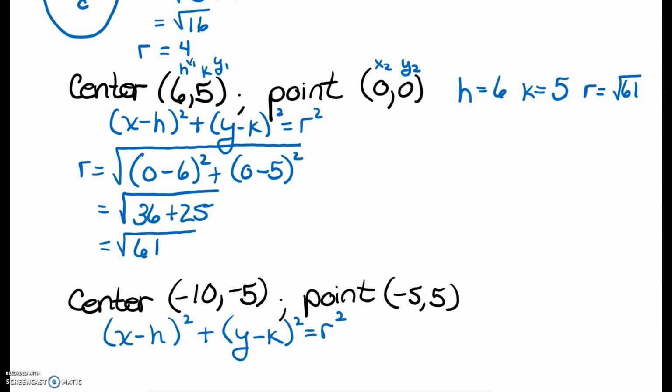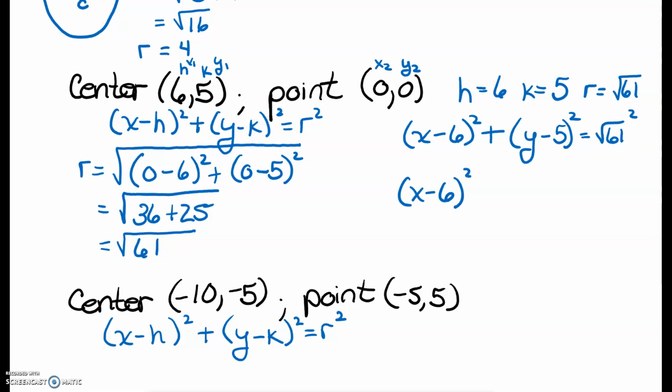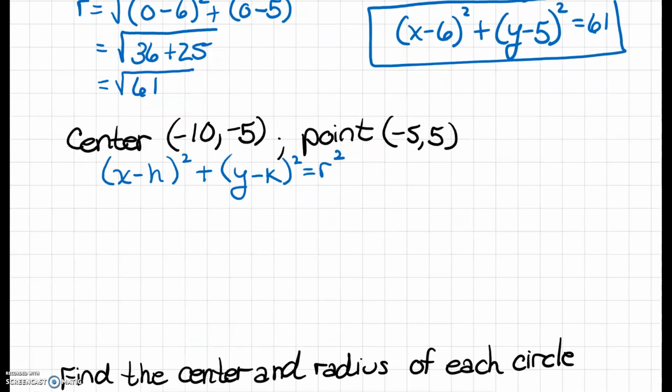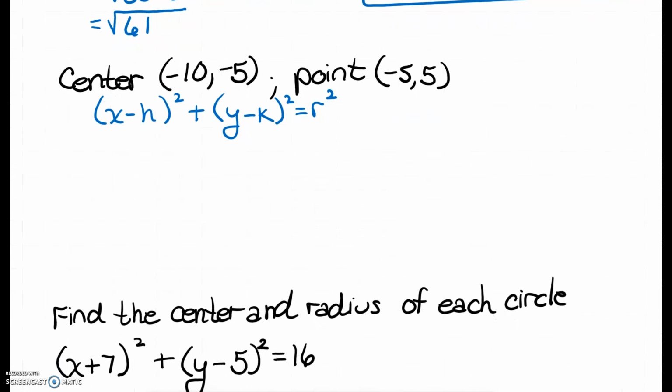So now I'm just going to plug my values in. x minus h is 6, plus y minus k is 5 squared, equals the square root of 61 squared. And I know when I square a square root, I just get what's under the square root. So I get 61. Okay, last one of these types of problems.